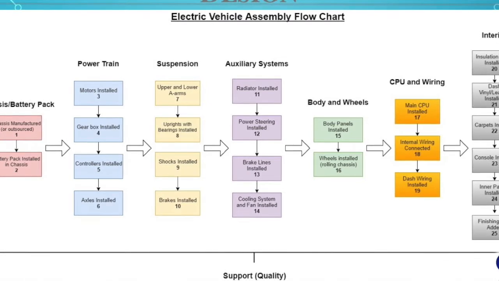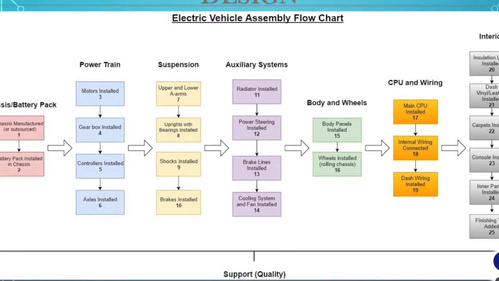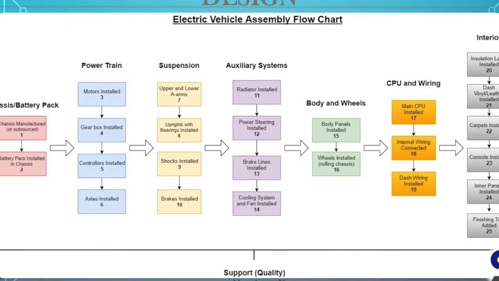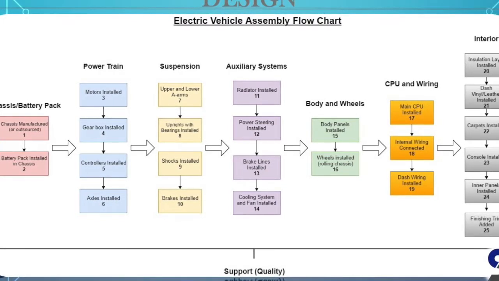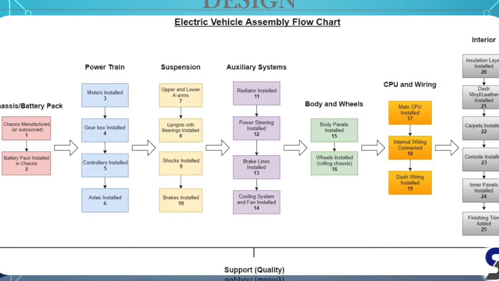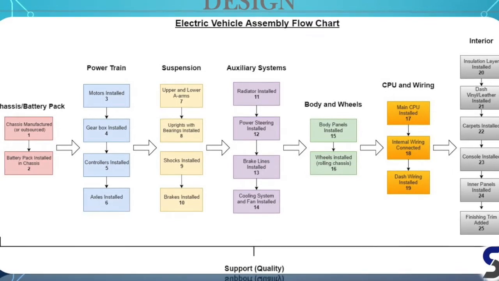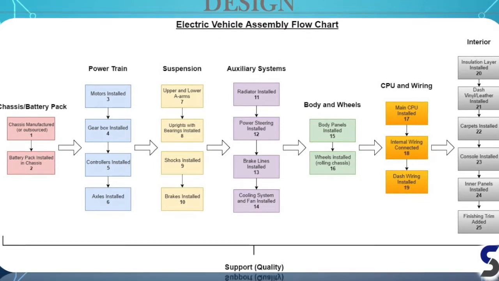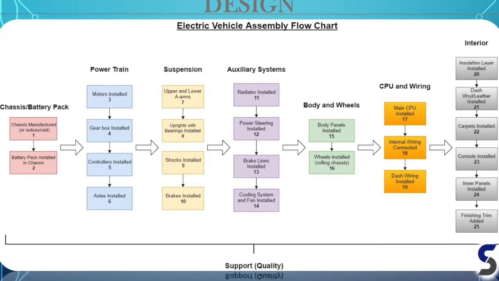Next, it moves to the suspension department where the upper and lower A-arms are installed, then the uprights with bearings, the shocks, and the brakes. After suspension, it moves to the auxiliary systems department where the radiator is installed, then power steering, the brake lines, and finally the cooling system and fan. After auxiliary systems, it moves on to the body and the wheels. The body panels are installed and then the wheels are installed and it becomes a rolling chassis, so there's no more need for a push cart.